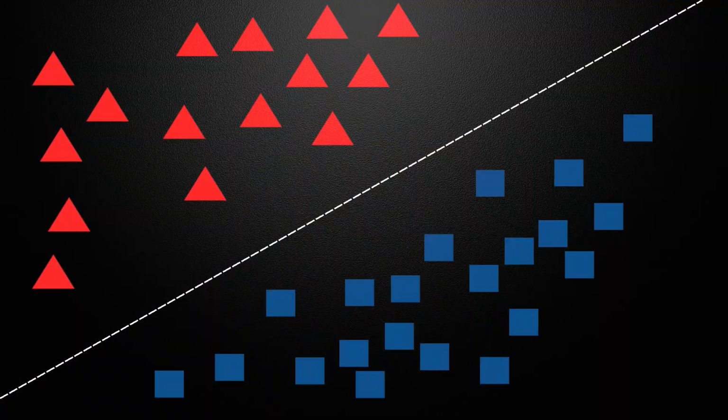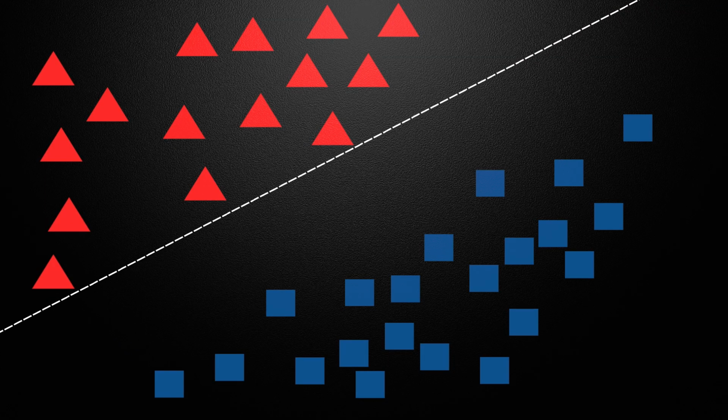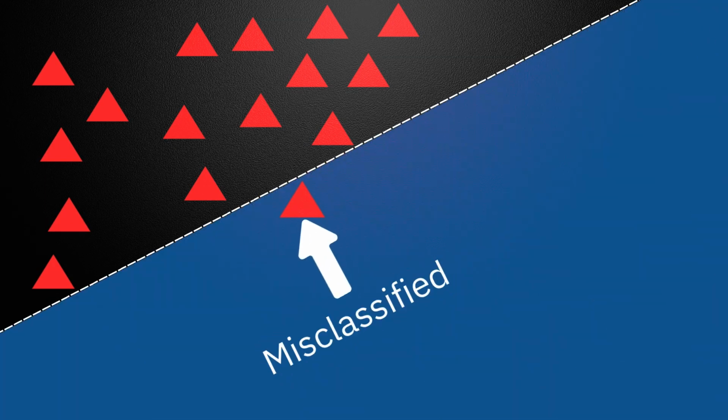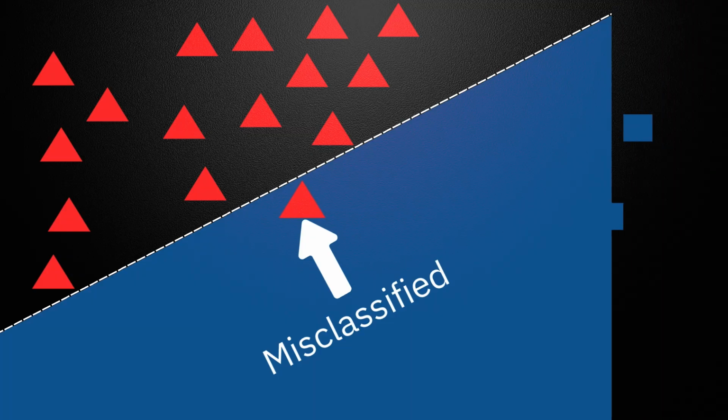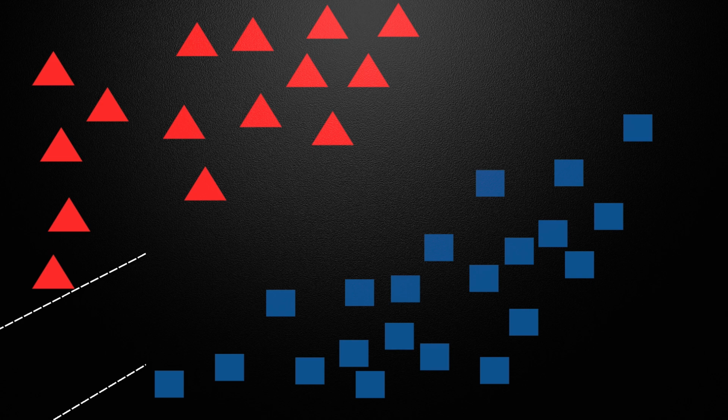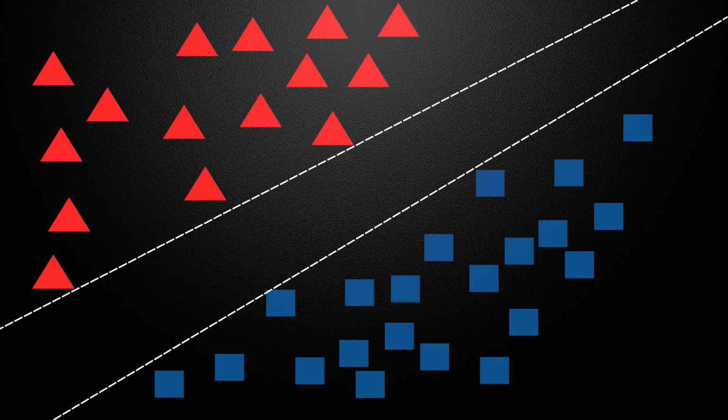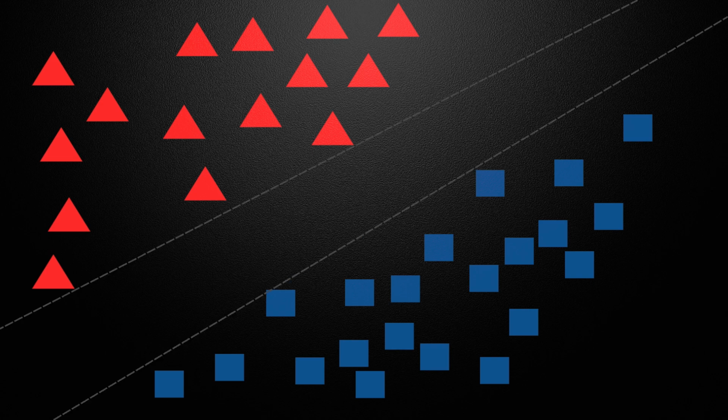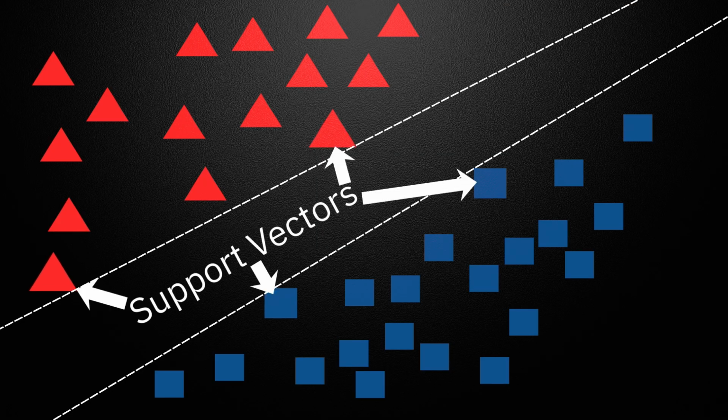If we draw a line that's too close to the red dots, a slightly unusual red dot may cross the line and get misclassified. The center line of this street is our decision boundary. The goal of the math is simple: maximize the width of the street. Now look at these specific data points touching the edge of the street. These are the VIPs of this algorithm. We call them support vectors. Why support? Because they're literally supporting or holding up the street.